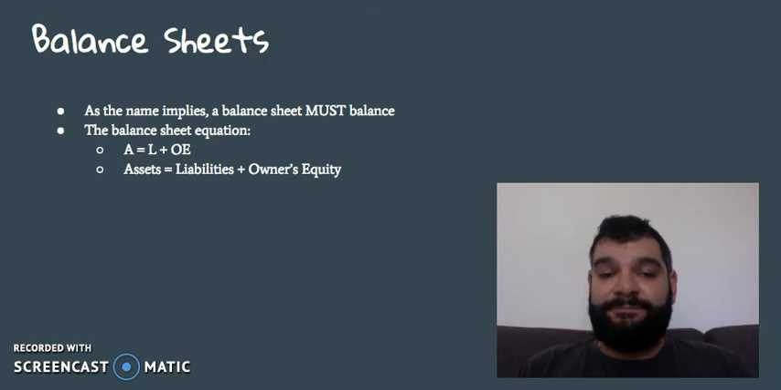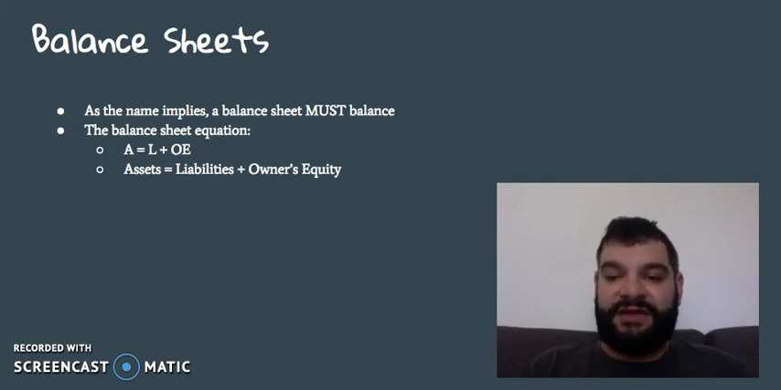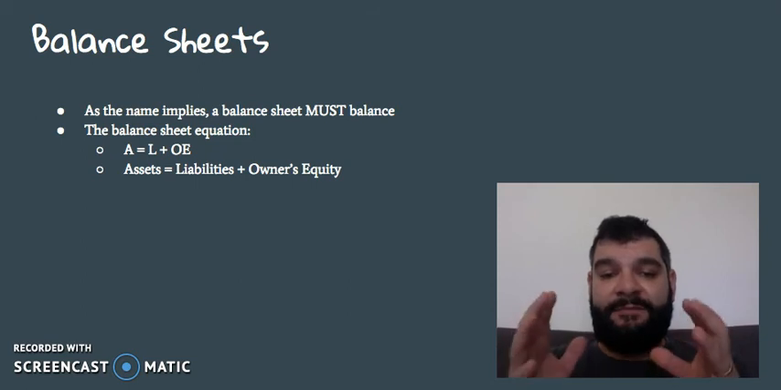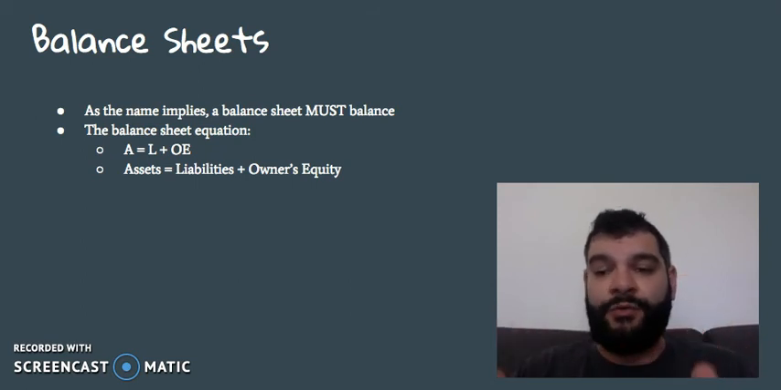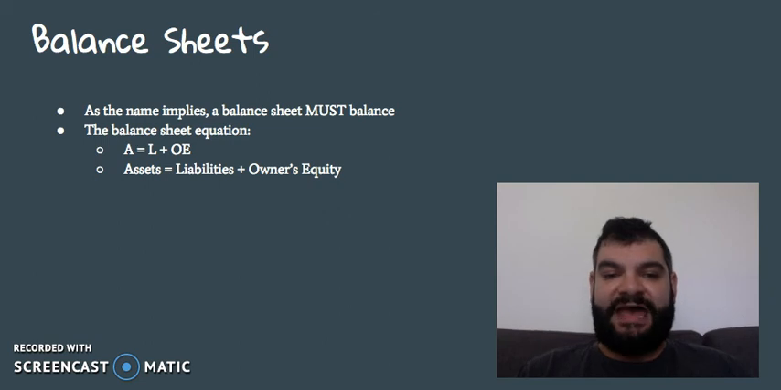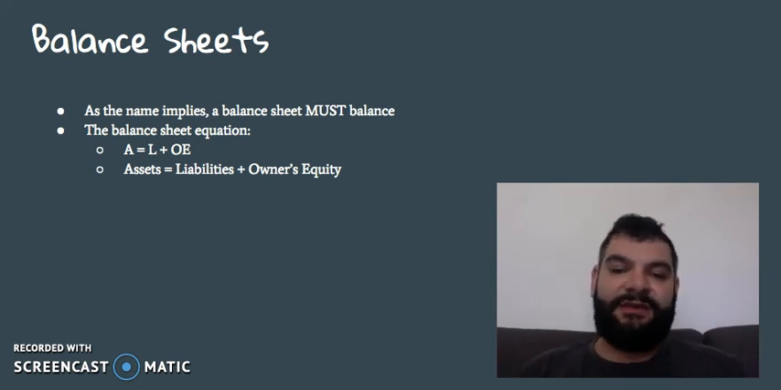Now, there is an equation. The best way to remember it is ALOE, just like aloe vera. A equals L plus OE. Or in other words, assets equals liabilities plus owner's equity. So for example, if you've got $1 million of liabilities that you owe, and the owners have put in $1 million of their own money, that means you must have $2 million of assets, things of value, in your business in order to offset the debt.